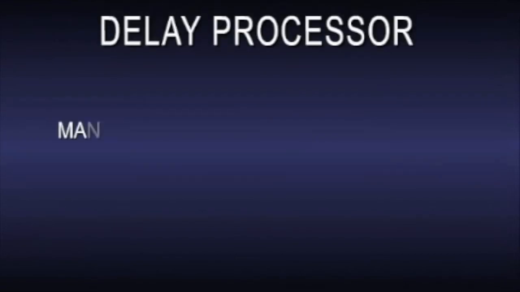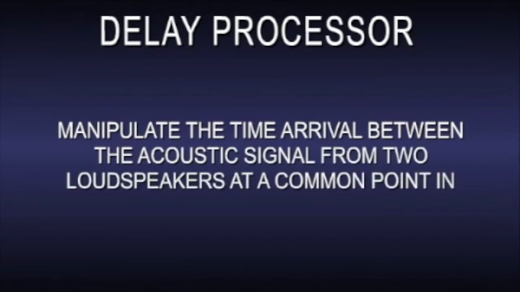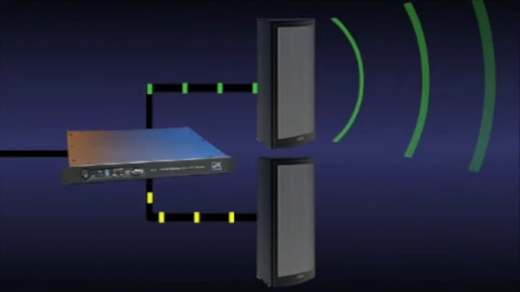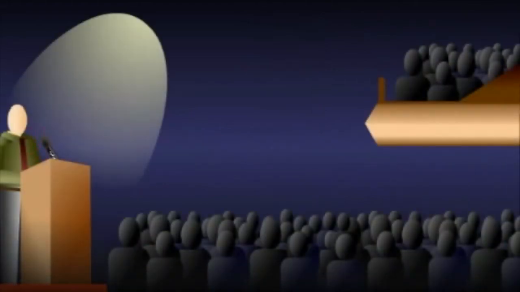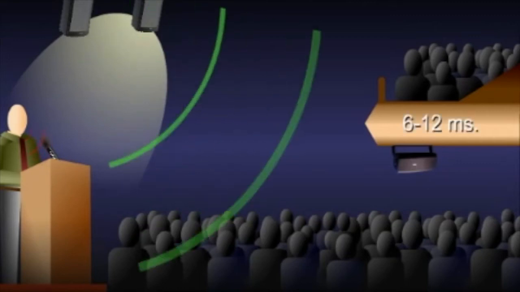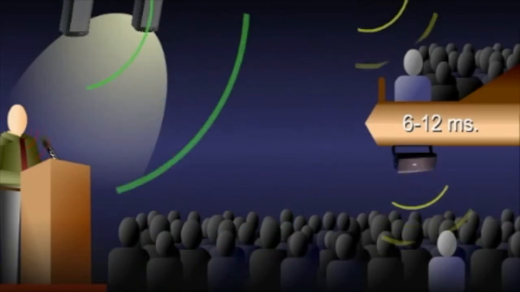A delay processor is used to manipulate the time arrival between the acoustic signal from two loudspeakers at a common point in space. The arrival time can be tailored by delaying one of the two loudspeakers' signals in the processing path. Delay processors are commonly used to align the signal arrival of rear fill loudspeakers to coincide with the arrival of the main loudspeakers. Delaying the rear fill loudspeakers 6 to 12 milliseconds behind the main loudspeaker's arrival will trick the brain into thinking the sound is coming from the main loudspeakers rather than the rear fill loudspeaker. This technique keeps the listener's attention drawn to the front of the venue.